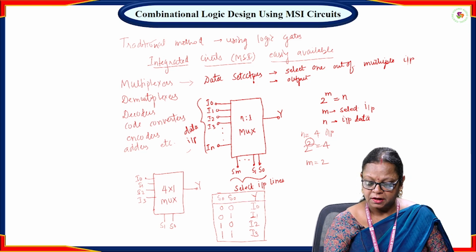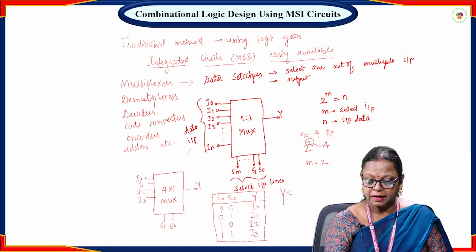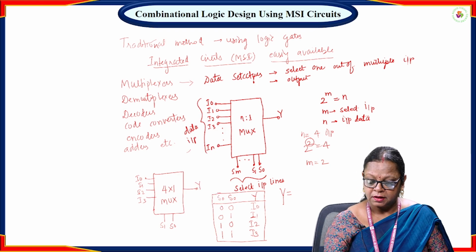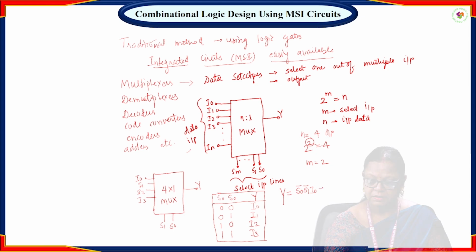And from this you can write the equation: Y equals, I need S0, S1 as 0, 0, so that is S0 bar S1 bar I0, plus S0 S1 bar I1, plus S0 bar S1 I2, plus S0 S1 I3.